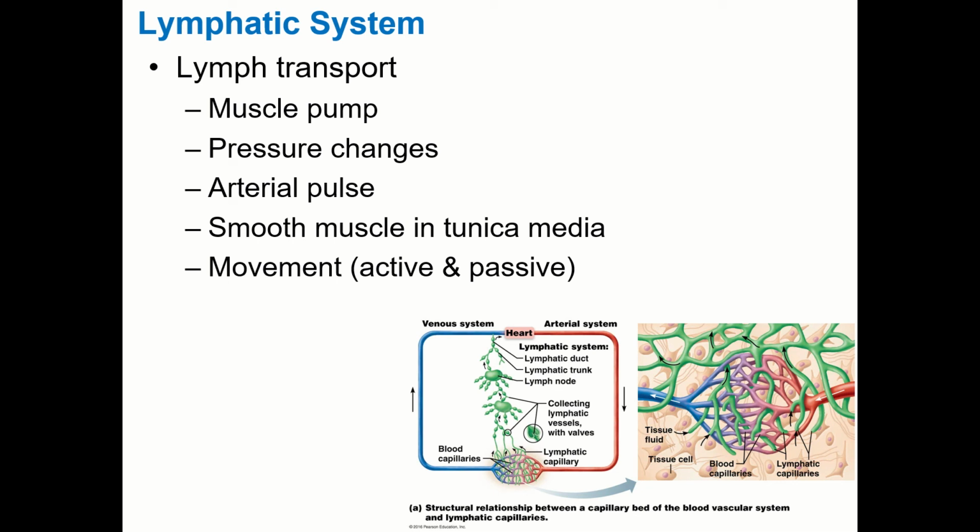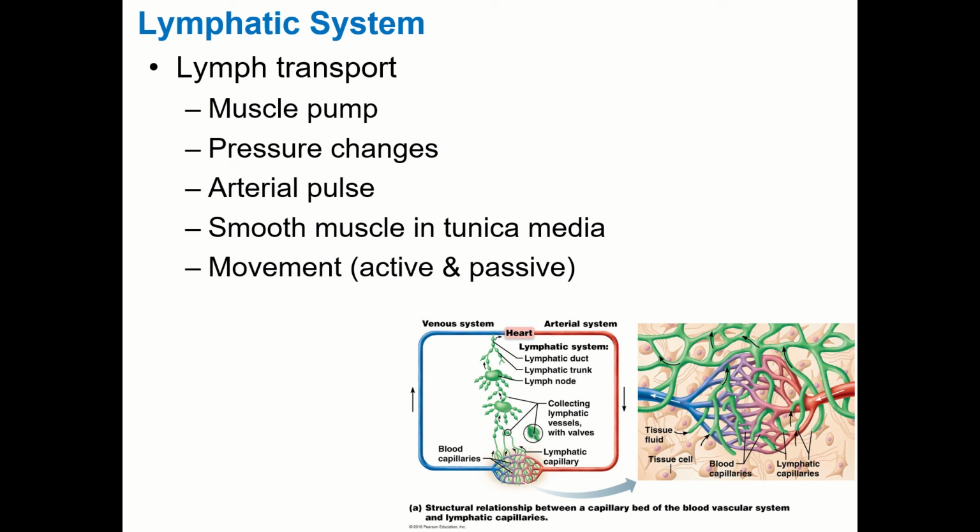There is some smooth muscle in some of the lymphatic vessels. In your larger collecting vessels, they do have smooth muscle, and that smooth muscle rhythmically contracts, so it compresses and then relaxes, closing the diameter and then opening it back up in those lymphatic vessels. That squeezing or milking action pushes lymph back toward the neck. And then the last one there is any sort of movement, whether that's active movement, like in the muscle pump, or even passive movement.